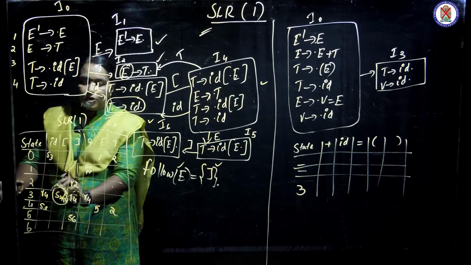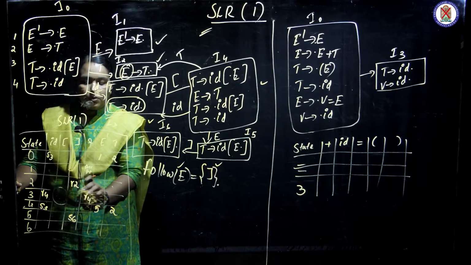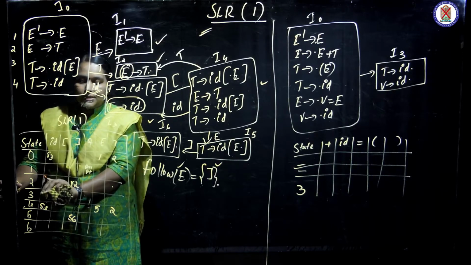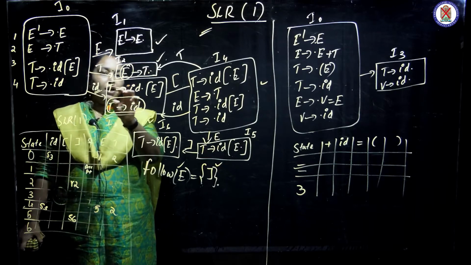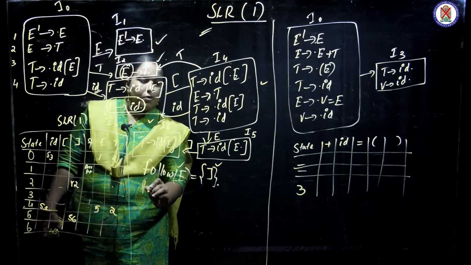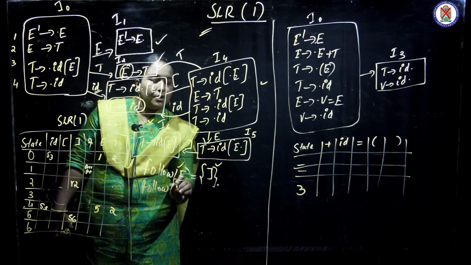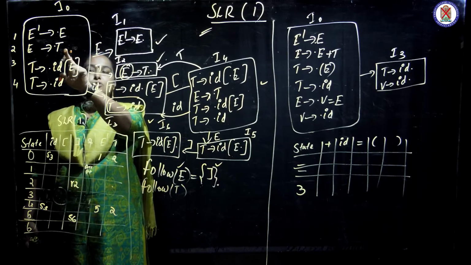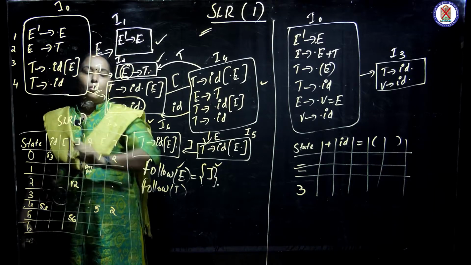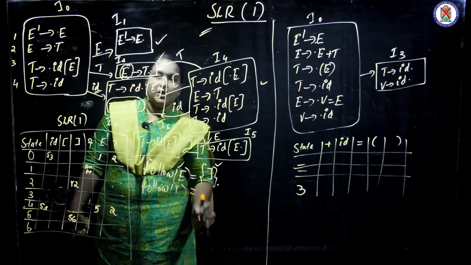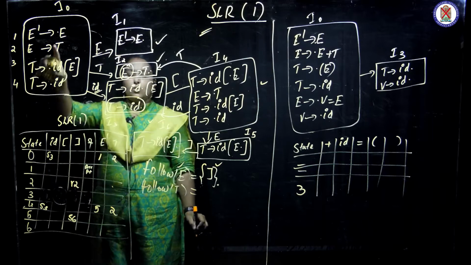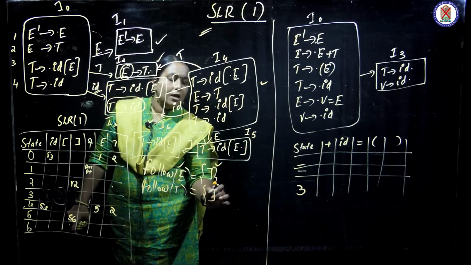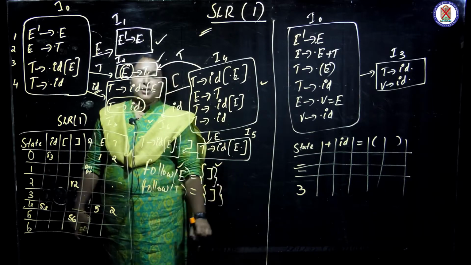So how can we modify this? We look for the follow of T. So follow of T is equal to, T means after T nothing, so we look for the follow of E. So follow of E is again the closing bracket, isn't it?